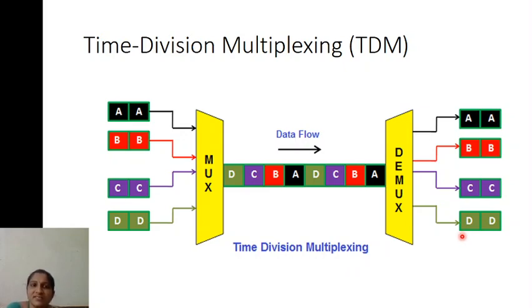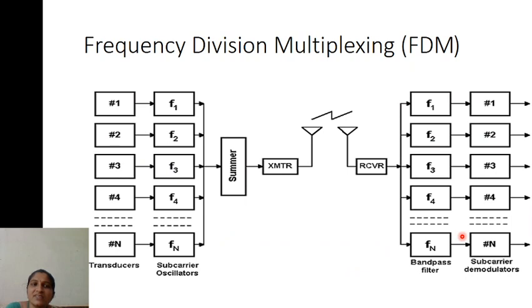Okay, so the next one is frequency division multiplexing. In time division multiplexing, we divided the time with the frequency constant. Whereas in frequency division multiplexing, we divide the frequency while keeping the time constant. That is, we are going to divide the bandwidth.